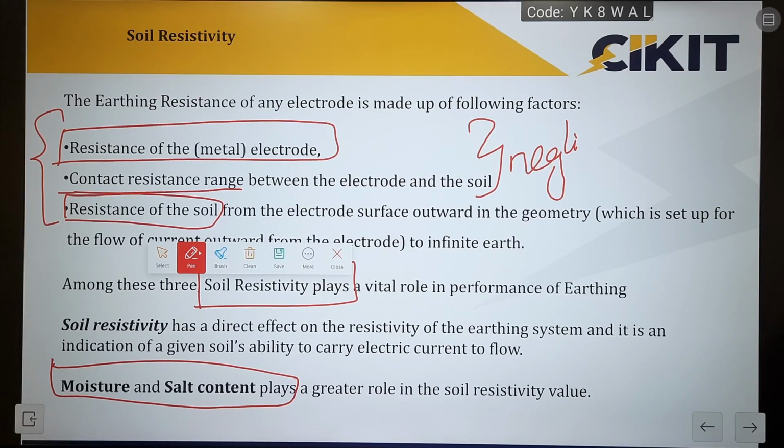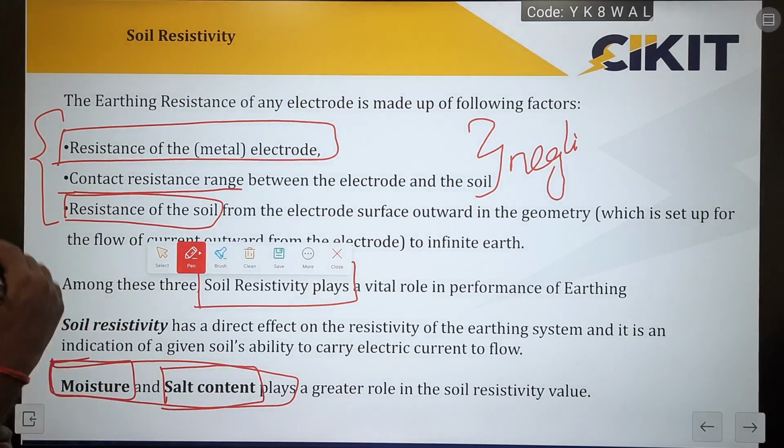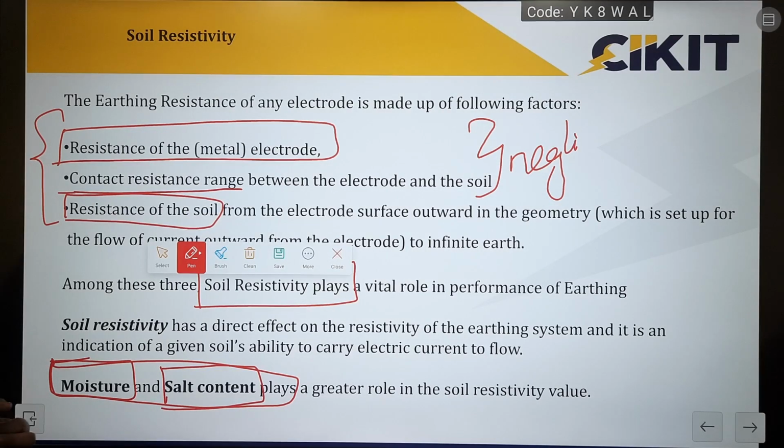So whenever we are performing this testing, we should always perform it in dry conditions, because the soil resistivity and resistance depend upon the moisture value. If the moisture is higher, definitely the resistance will become lower. So these are the two factors which have an effect on the soil resistivity and the earth electrode resistance value.